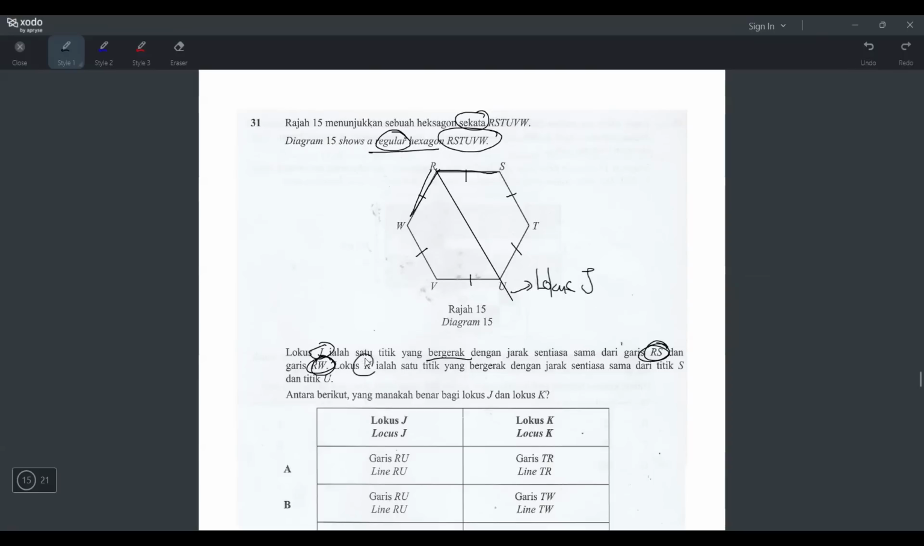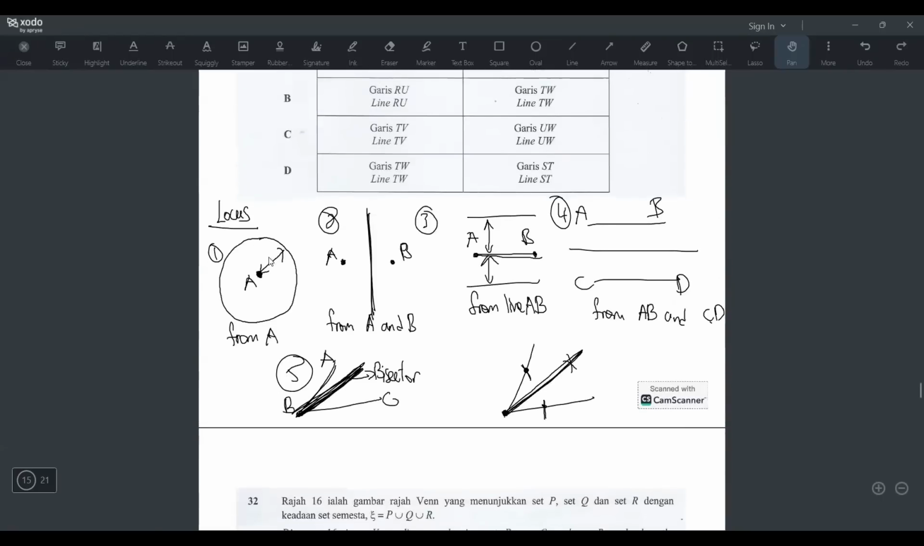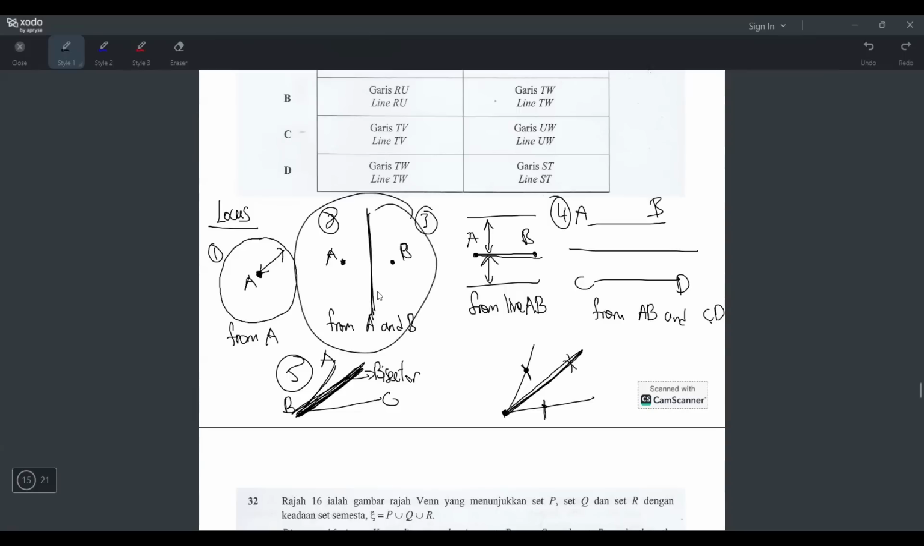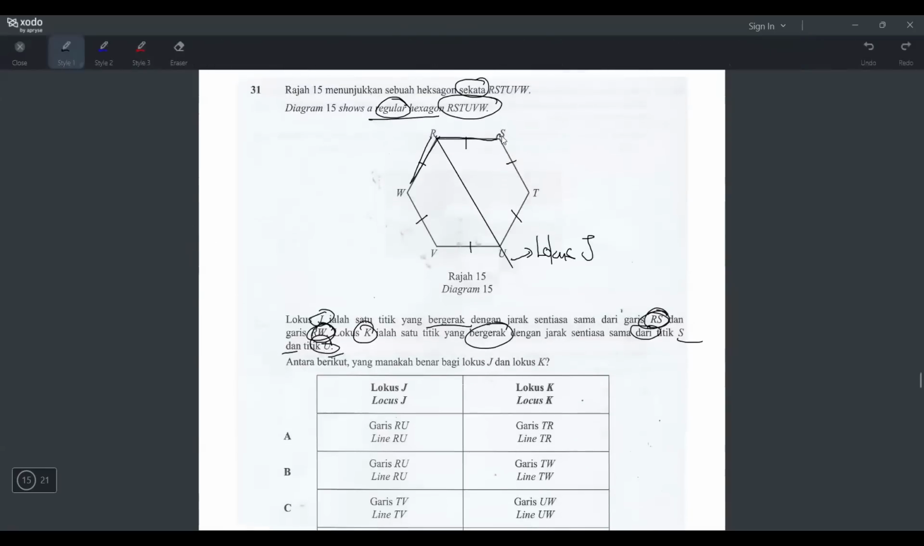Okay, and then they say locus K ialah satu titik yang bergerak dengan jarak sentiasa sama dari S dan U. You see, dari S dan U, dari titik, okay, dari titik S dan U. So which one? Type 1, type 2, type 3, type 4, type 5. Type number 2, right? Dari dua points, you see, from 2 points. So what you have to do? Perpendicular bisector, right? But they say from S and U. So go to SU, do perpendicular bisector. So this is S, this is U. The perpendicular bisector will be the line yang passes through the middle lah. Cut it in middle.